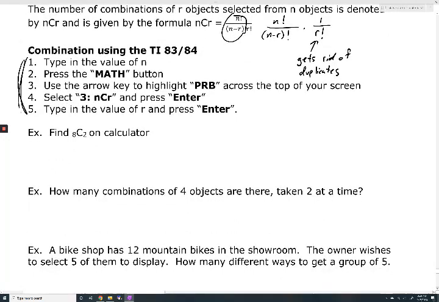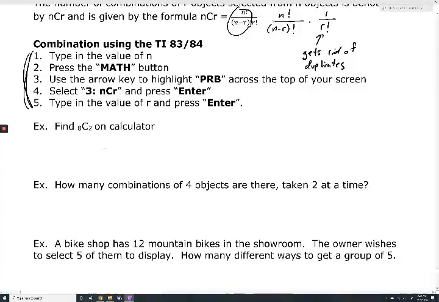Again, this shows you how to do that on your calculator, and on your calculator it would look like this: 8 nCr 2. And then what your calculator is doing, 8 factorial becomes 8 factorial over 6 factorial times 2 factorial.